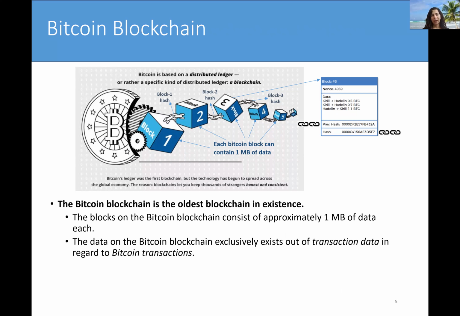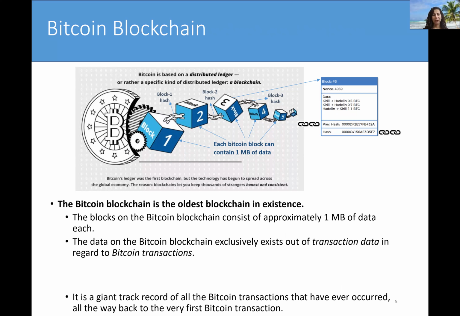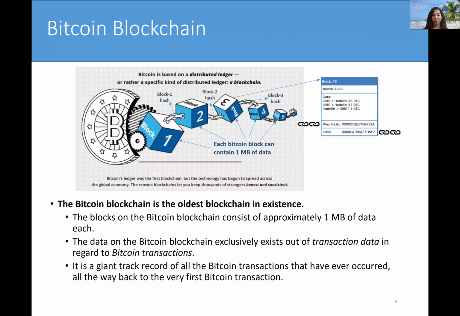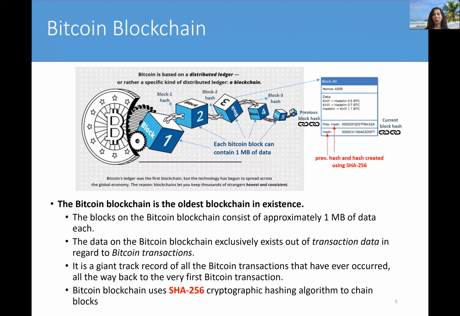And the data on the Bitcoin blockchain just has every transaction that has been done on Bitcoin. And this is really important because if we have these things chained together and verified throughout the history, and somebody wants to tamper with this record, that would be super hard.